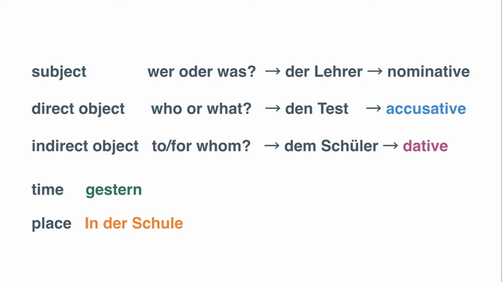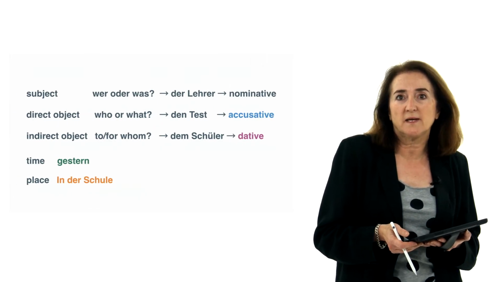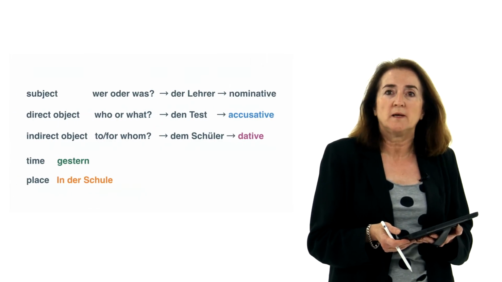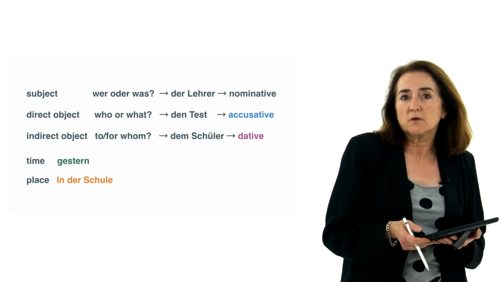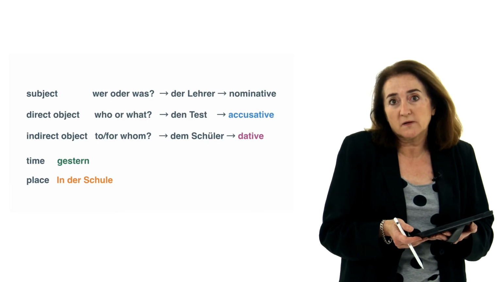Who is receiving, who gets the benefit of the action of the verb? In this case, a test is being returned. To whom or for whom is something done as the indirect object, and that's in the dative case. In the sentence, that would be dem Schüler. The 2 other elements are time, yesterday, gestern, and where, at school.